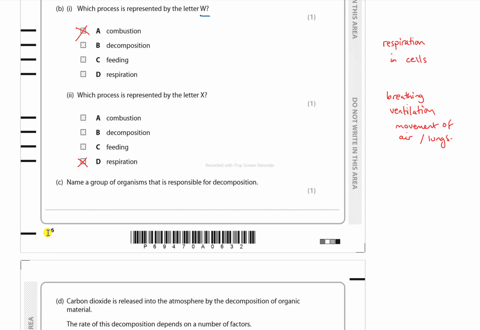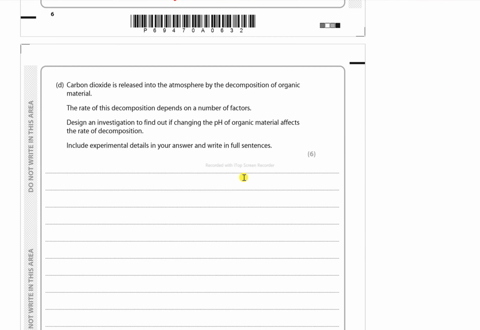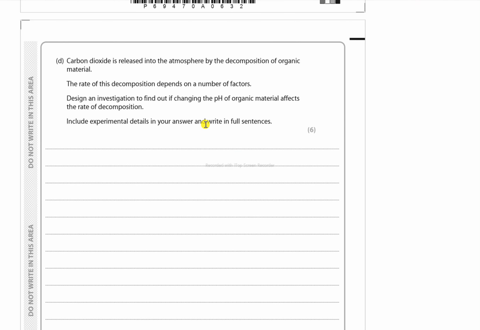Okay, there you go. Name a group of organisms that is responsible for decomposition. So, the two that you should know are bacteria and fungi. Okay, carbon dioxide is released into the atmosphere by decomposition of organic matter. The rate of decomposition depends on a number of factors.